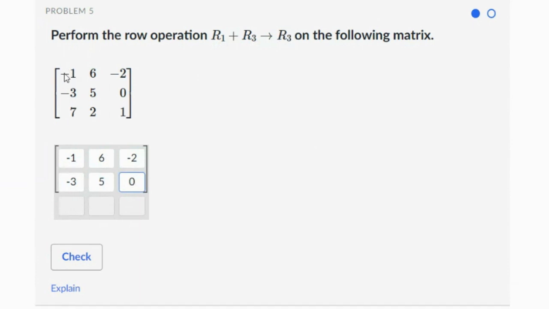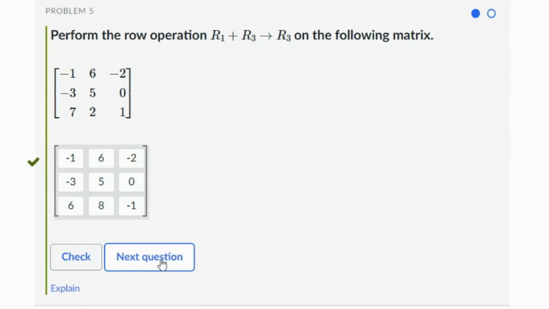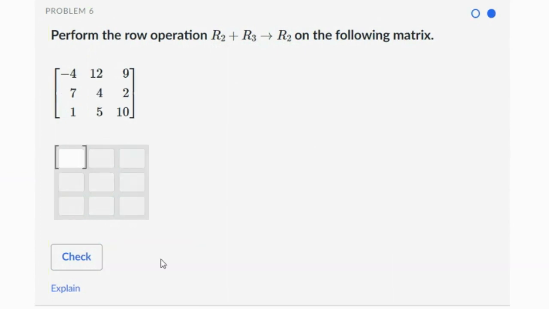-1 plus 7, the first row plus the third row. That would be a 6. 6 plus 2. That'd be an 8. -2 plus a +1. So now we're only on -1. Check. Very good. So I need another one of these.